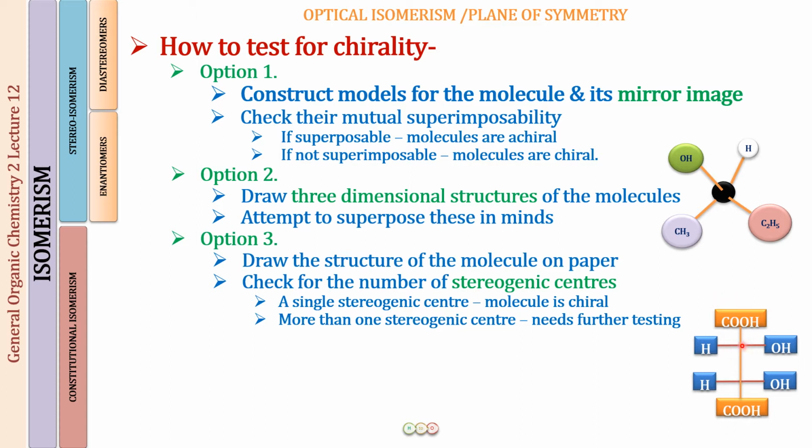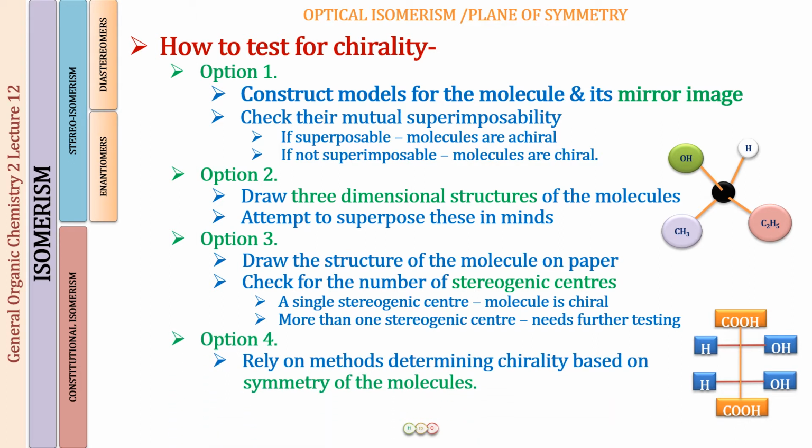Here in this intersection there is a carbon present, and this carbon is surrounded by 4 different groups. Similarly, this carbon over here is also going to be a chirality center, because it is also surrounded by 4 different groups. And we do not know whether this molecule is going to be chiral or not, because that is what we have not learned. So how do we know whether such molecules are chiral or not? Option number 4 is that we rely on methods determining chirality based upon the symmetry of the molecule.